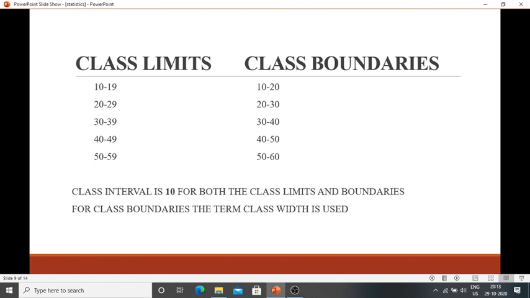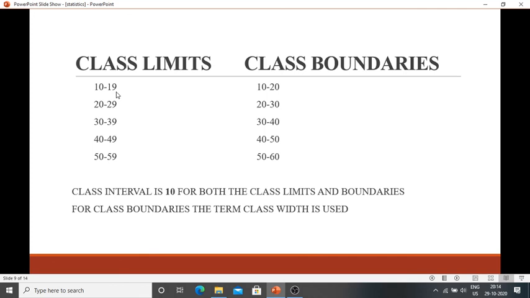Then in case of class boundaries, we have continuous classes. That is 10 to 20, 20 to 30, 30 to 40. There is no break. So we have continuous classes. Now, if we want to find out the class interval, first we need to identify which is the lower class limit and which is the upper class limit. Suppose this is a class limit 10 to 19. 10 is the lower class limit, 19 is the upper class limit. And by subtracting the lower class limit from the upper class limit, we will get what is known as the class interval. Now, the class interval for this particular class, that is 10 to 19, is 10.